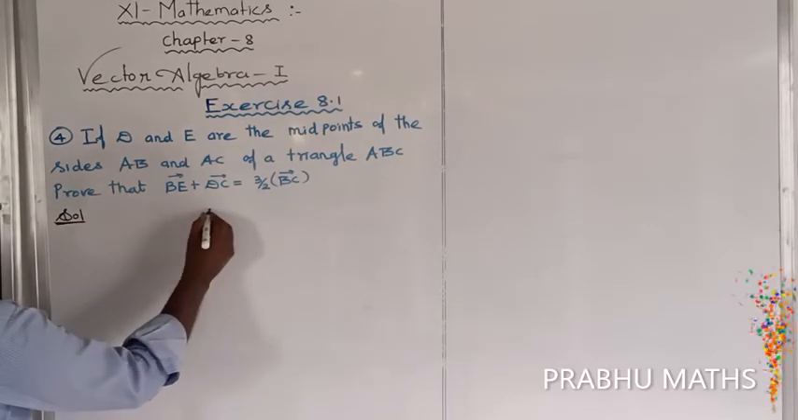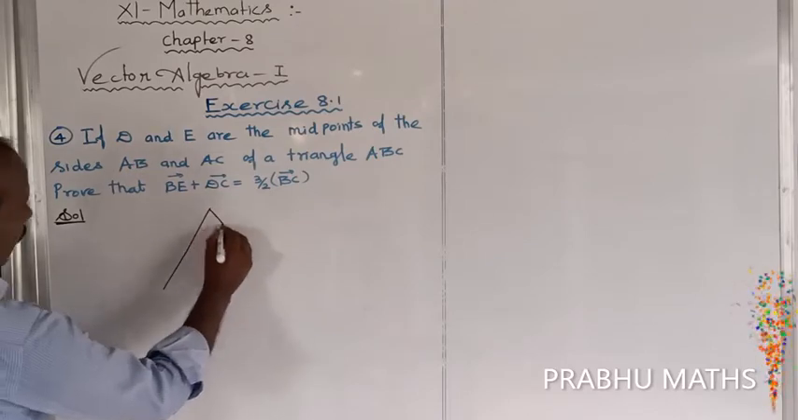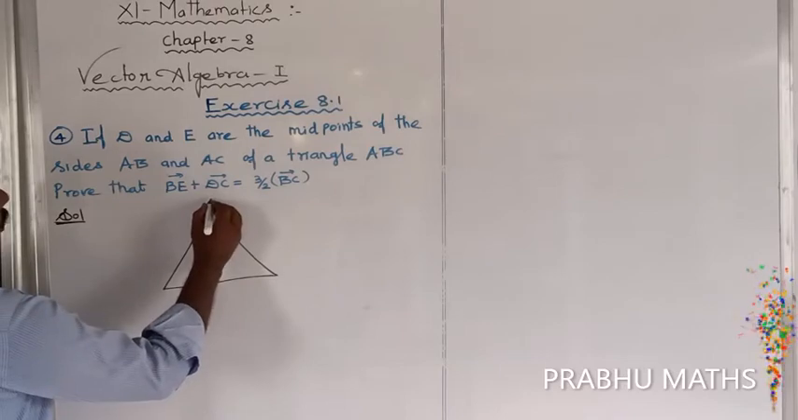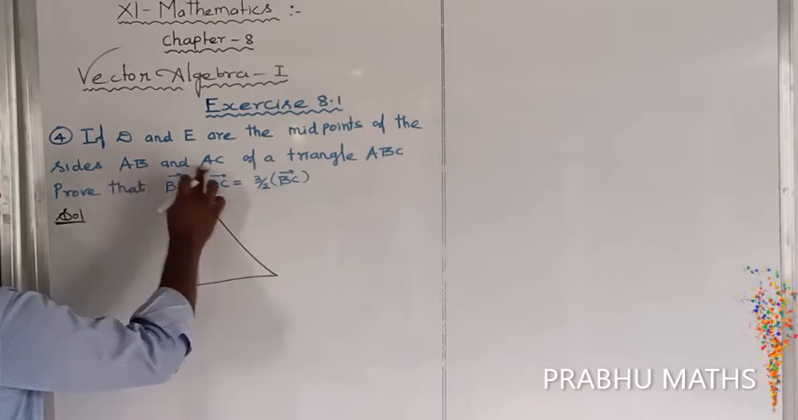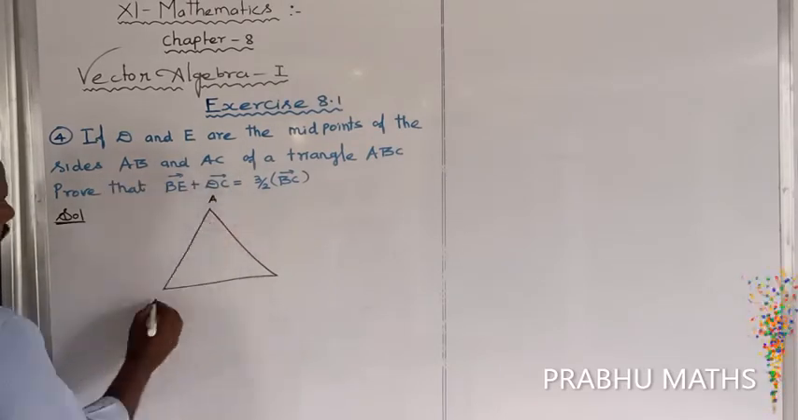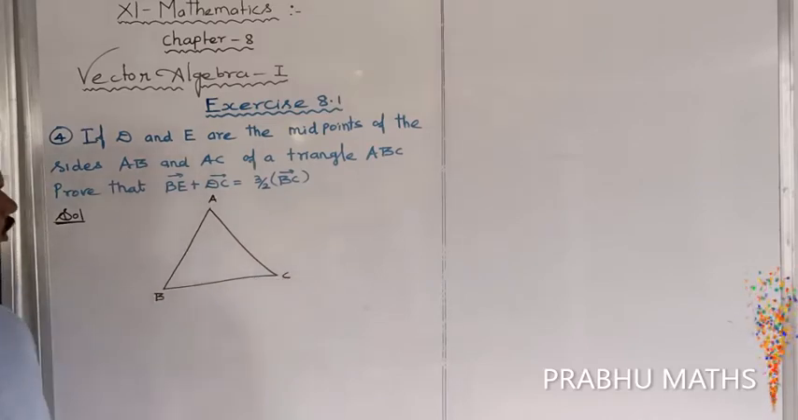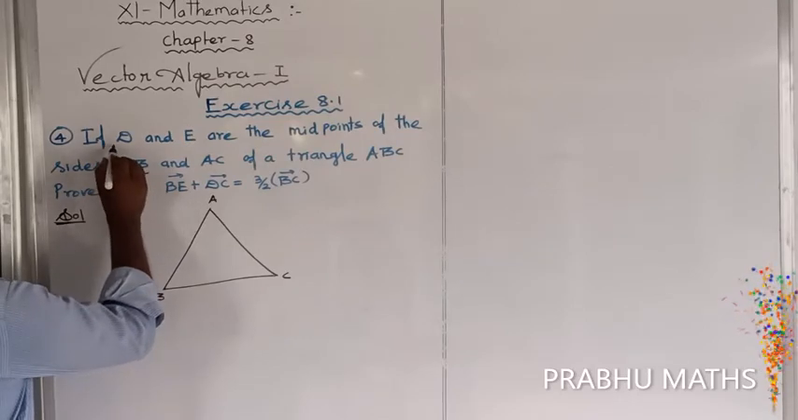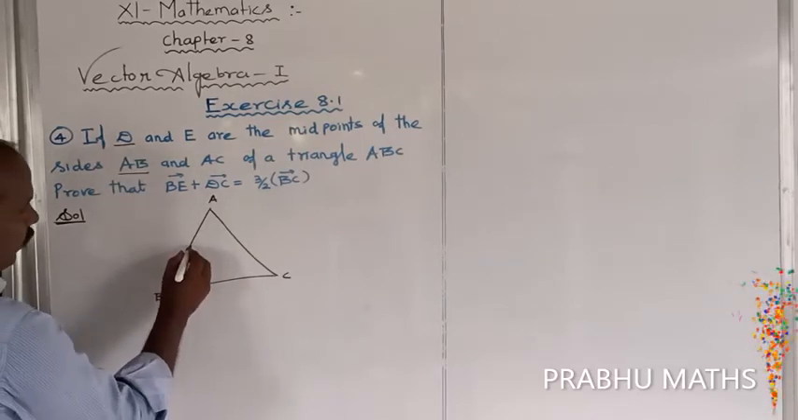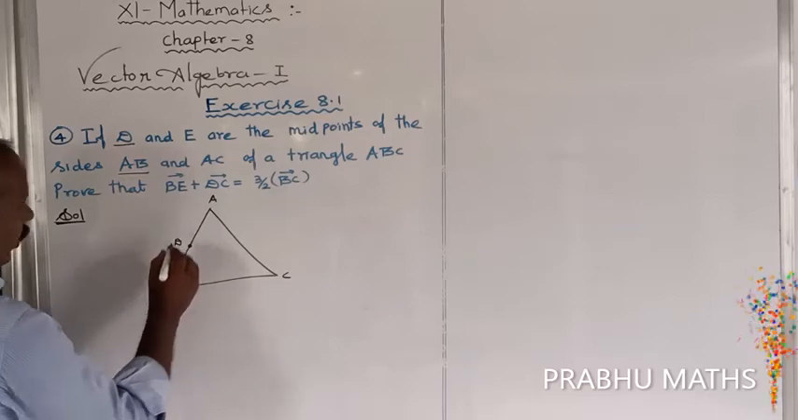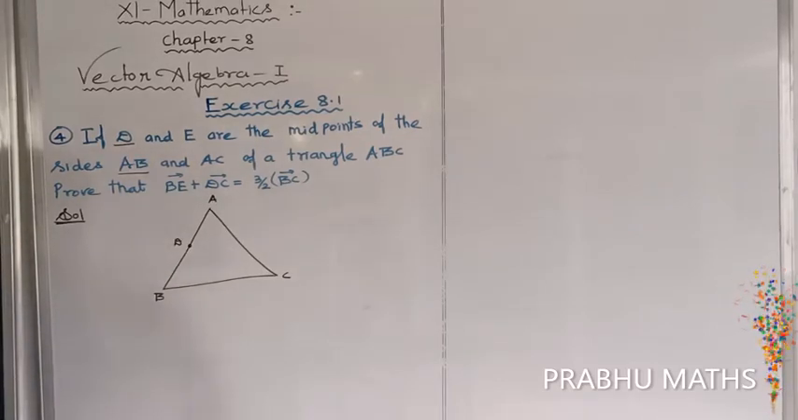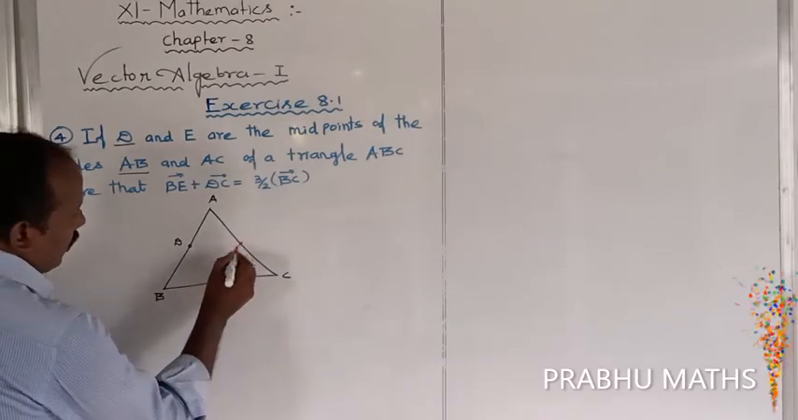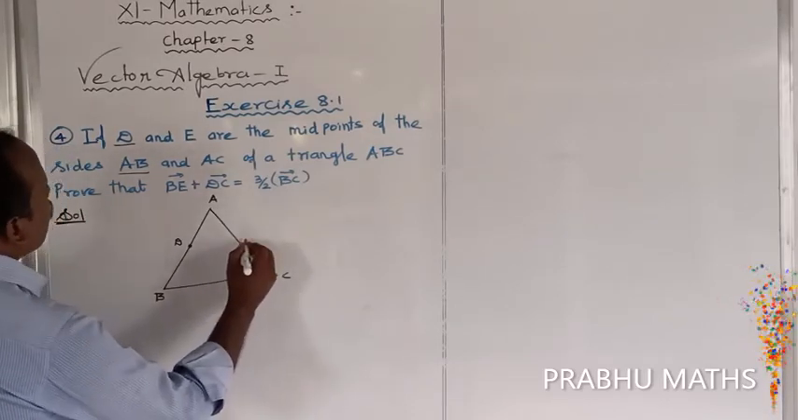First of all, let us draw the diagram. So A, B, C. The midpoint of AB is D. The midpoint of AC is E.